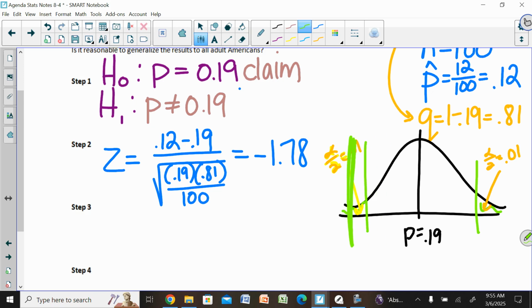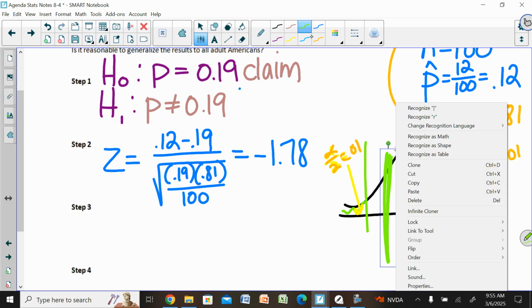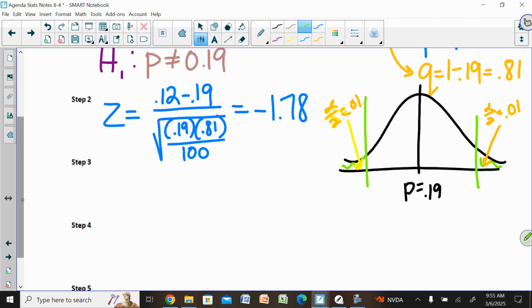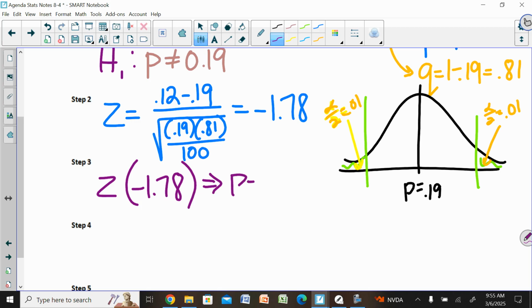So when I go to find my p-value, basically I'm asking if that falls within that shaded region or not. So I don't have to subtract from 1 this time because I have a negative z value. So I'm going to go to my z table and look up a negative 1.78. No need to subtract again. So I just end up with a p equaling 0.0375.